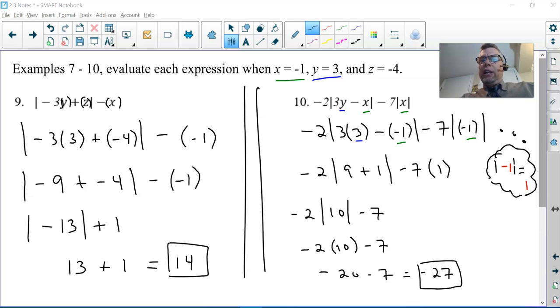So 9 plus 1 is 10. That's where the 10 comes from. And at the same time, I did 7 times 1, which is 7. Now the absolute value of 10, I would figure out the absolute value of 10 is 10. Now I have negative 2 times 10 minus 7. Negative 2 times 10 is negative 20. Minus 7 takes me to negative 27.